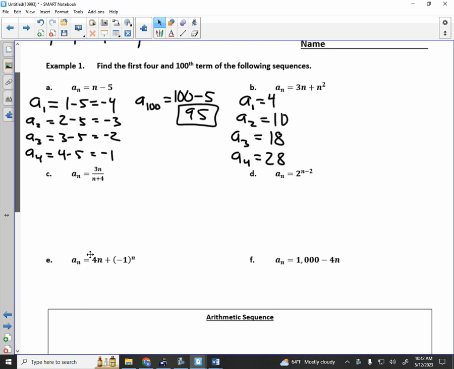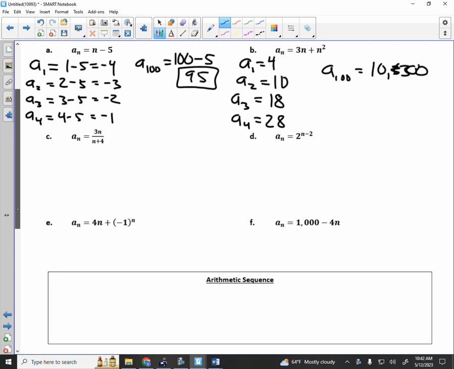All right, here we go. So what did you get for the 100th term? 10,000. Yeah, that's what I got. A sub n is equal to 3n over n plus 4.